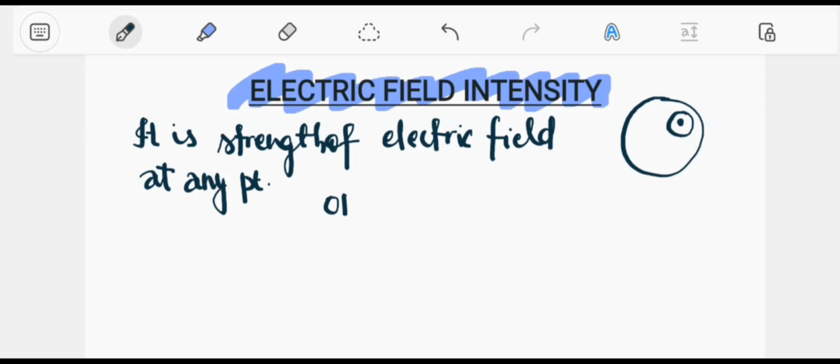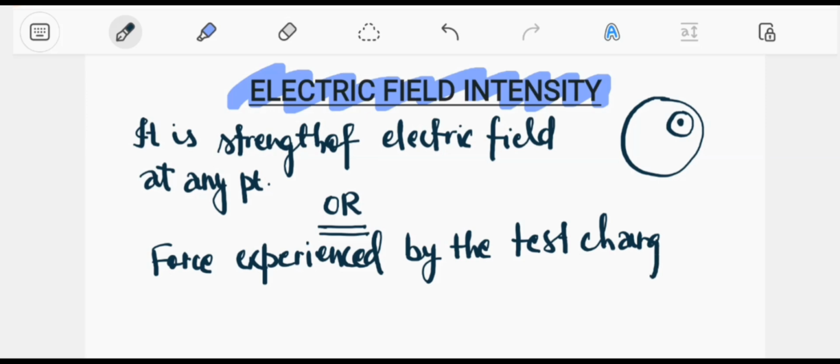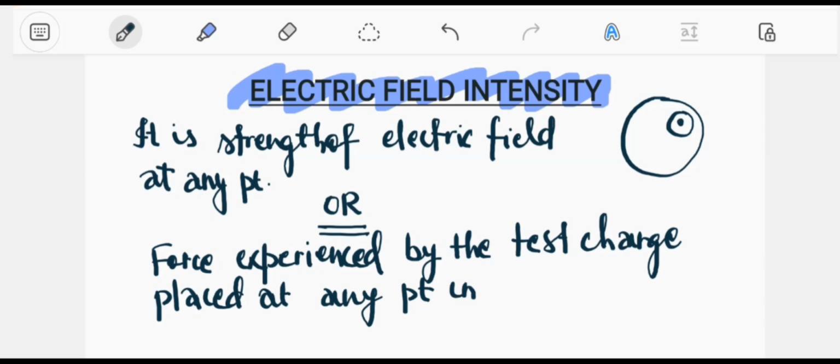Or we can also write it in another way, that is the force experienced by the test charge placed at any point in electric field.